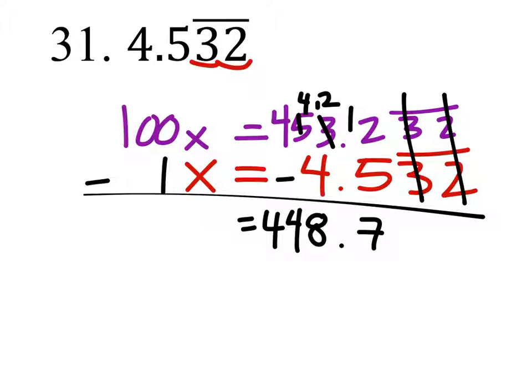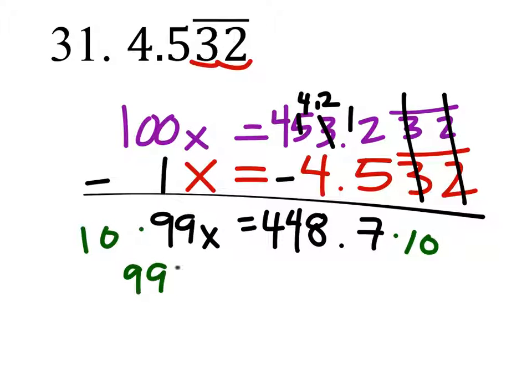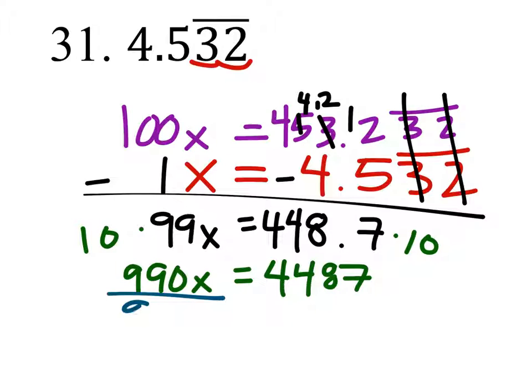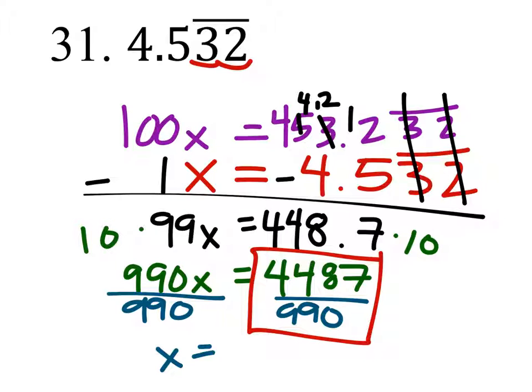48.7 equals 99x. We don't want decimals in our fraction, so we're going to multiply these both by 10. And that would give us 990x equals 4,487. Then just divide both sides by 990. That cannot be simplified. 4487 is not divisible by 3 or 9 or 11. So, that's our final answer right there. We'll just say that is the fraction.